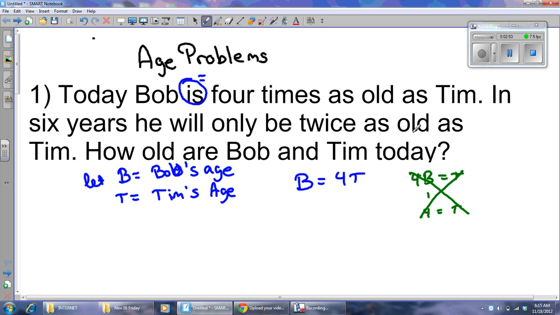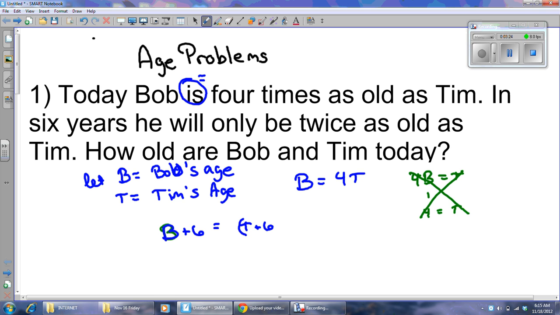In 6 years now, how old is Bob in 6 years? Well, if today he's B years old, then in 6 years, sorry, I want to go back to blue. In 6 years, he will be B plus 6, right? And how old will Tim be in 6 years? Well, Tim will be T plus 6. And it says in 6 years, he will only be twice as old. Well, I want these to be equal. I have to double Tim's age.